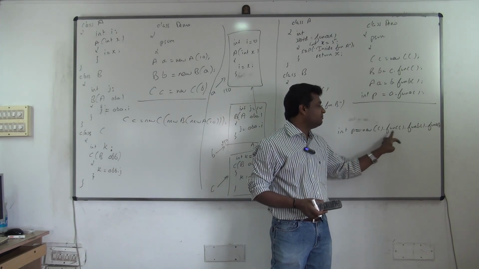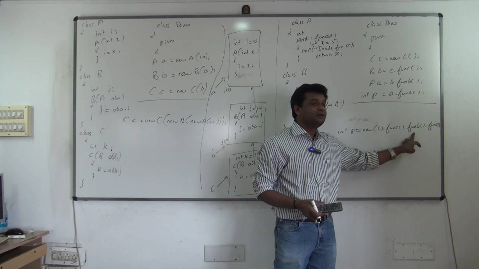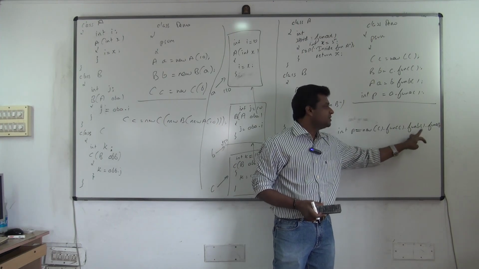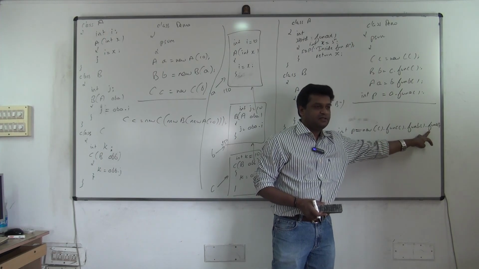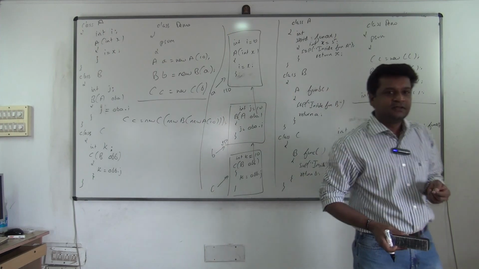Means new C dot fun C. I am calling the method, which returns an object. Again I will call fun B on that object. In that object I will call the function of A. So the return type will be what? Int. So instead of writing three lines, you can use a single line in coding.